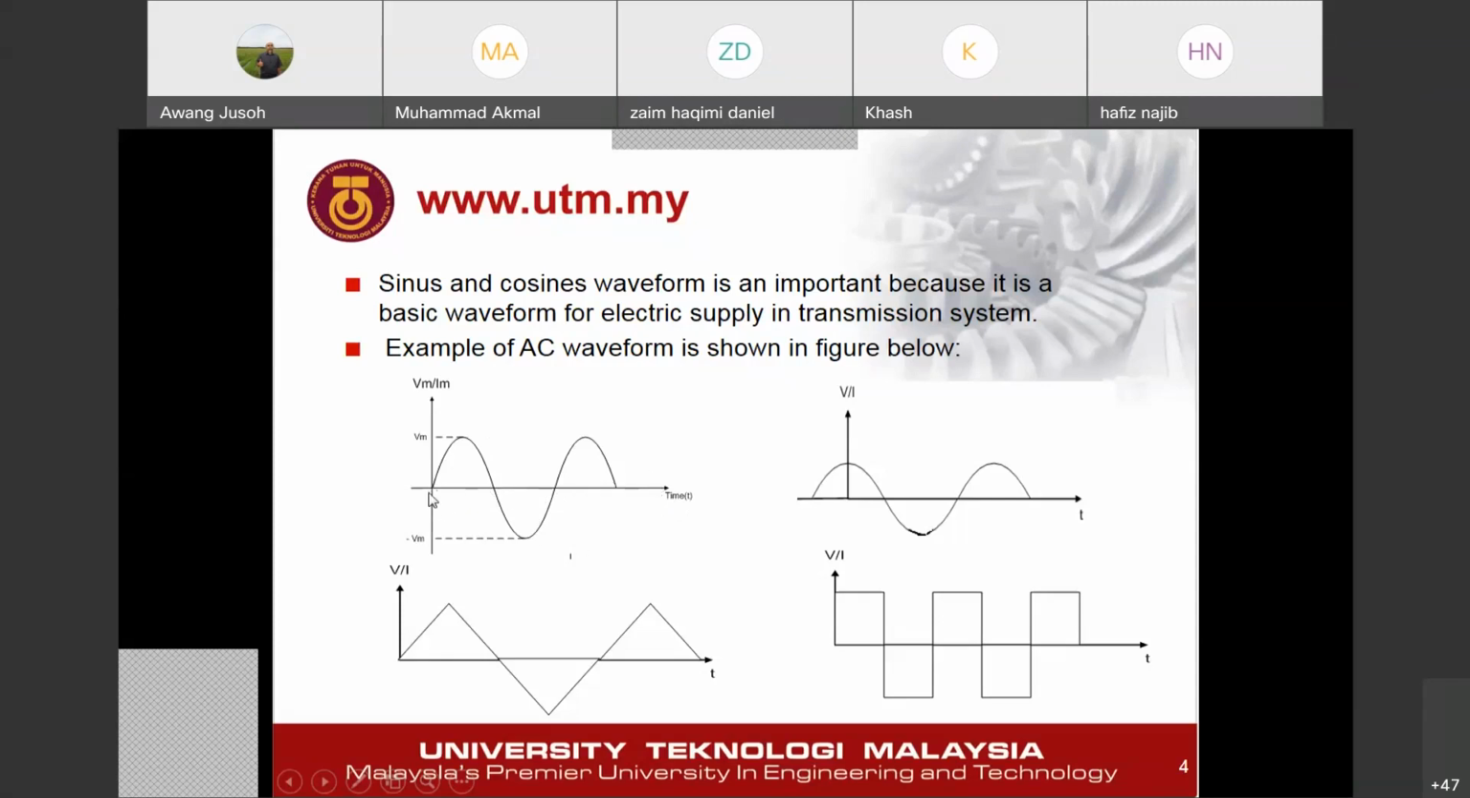So you start at 0, increasing up to the maximum positive of the sine waveform, and then it goes down, goes to negative, reaches the negative maximum, and then goes back to 0. This is the waveform we call the sinusoidal waveform. This is the first cycle, one complete cycle. Then the second cycle, and so on.